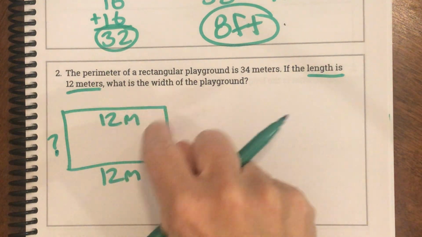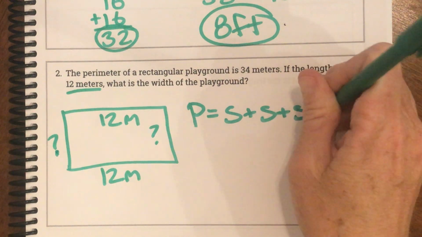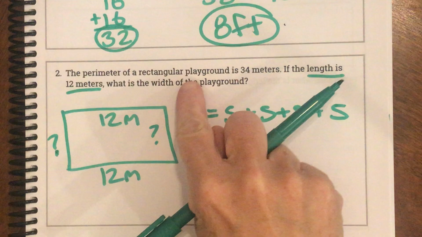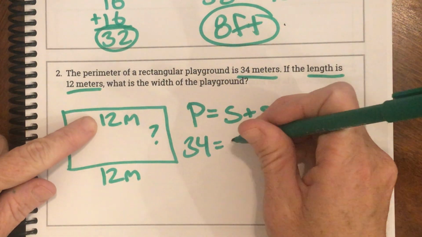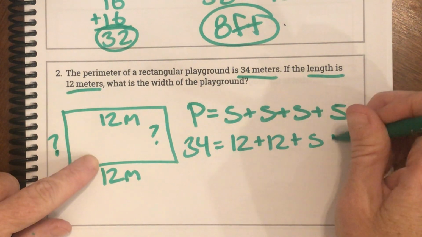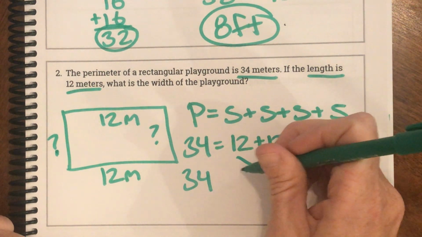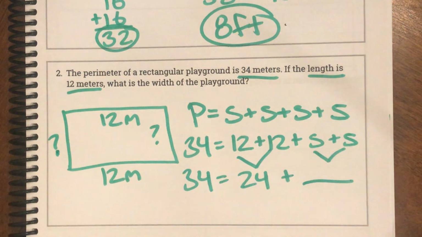Okay, but I know there's 1, 2, 3, 4 sides, so I might know my formula is going to be add up 4 sides. Okay, and what do we know? We know the perimeter of the rectangle is 34. So 34 equals one side plus one side, plus we don't know those two sides. So we know that that equals 24, but we don't know what that equals because we don't know what they are. So 24 plus what gives me 34?